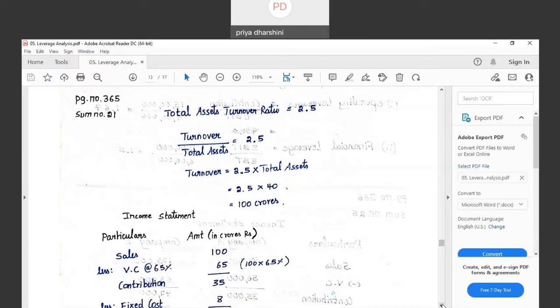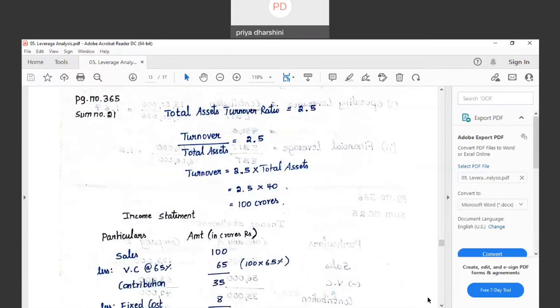Total asset turnover ratio is 2.5, which means what is the formula for asset turnover ratio? We will discuss it in detail in ratio analysis chapter. Turnover divided by total assets is 2.5, which means how much is turnover? Why should I know turnover? Turnover is the sales. Only if I know turnover, I can prepare my income statement and find the earnings available to equity shareholders. How do I find turnover? Using the asset turnover ratio. Turnover divided by total assets is 2.5, so turnover is 2.5 into total assets. So it is 2.5 into 40 crores, which will give you 100 crores as the sales.